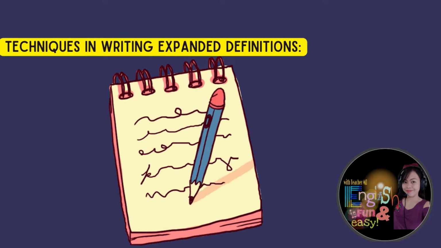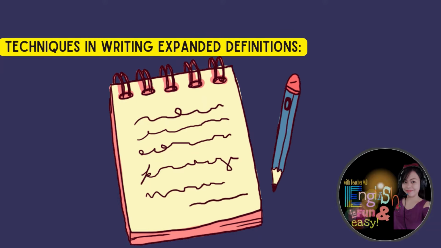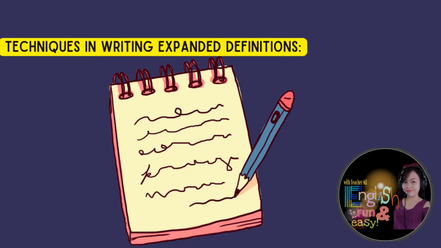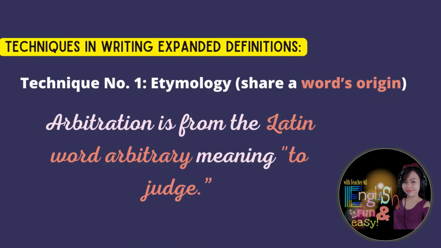Meanwhile, there are techniques that you can use in answering the aforementioned questions. Paalala lang, ang technique na inyong gagamitin ay depende kung angkop ba sa word or term na inyong ide-define at i-explain. Technique number 1, etymology, or share a word's origin. For example, arbitration is from the Latin word arbitrary, meaning to judge. Kailangan mong mag-research kung gagamitin mo ang technique na ito upang malaman ang pinagmulan ng isang salita. Take note of the phrase Latin word. Ito ang pinagmulan ng salitang arbitration at originally ang meaning nito ay to judge.